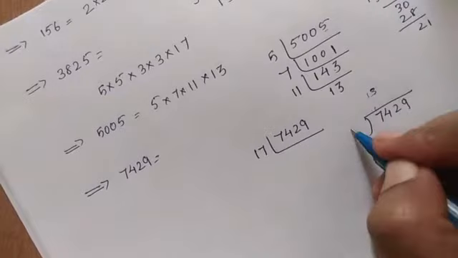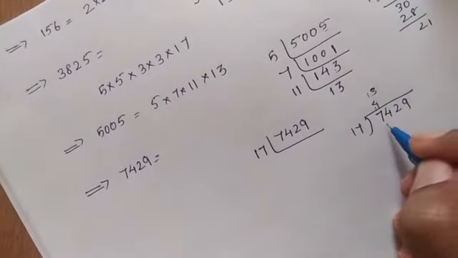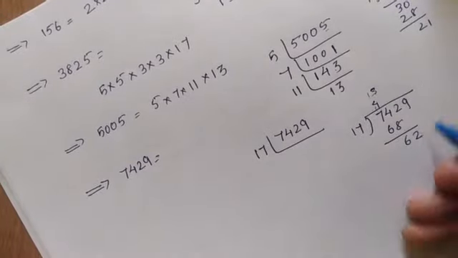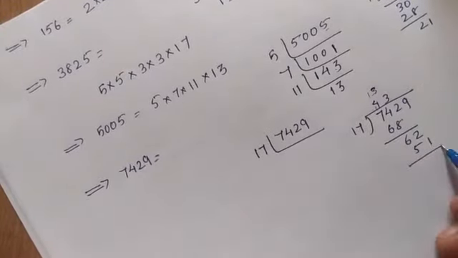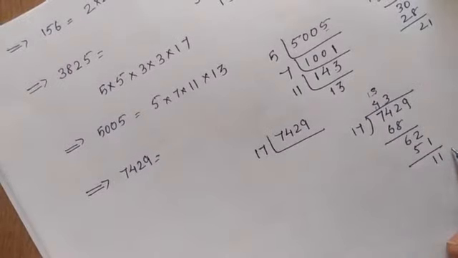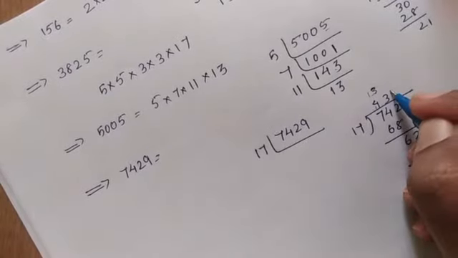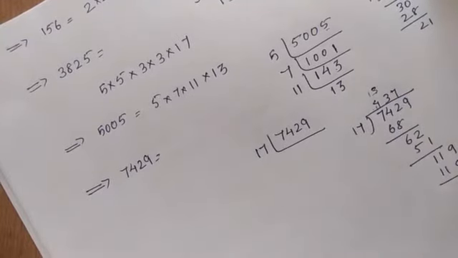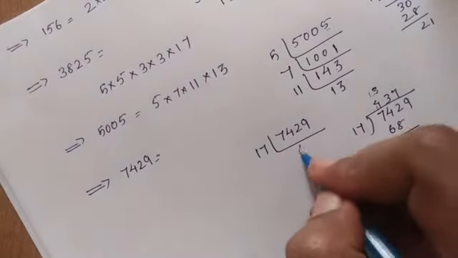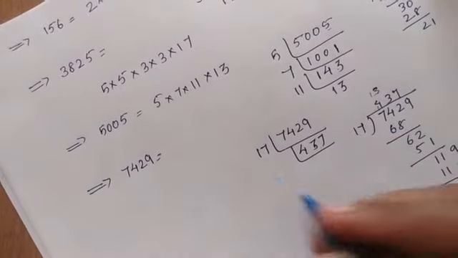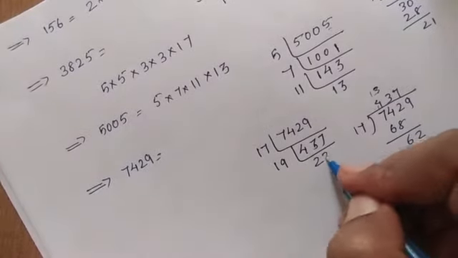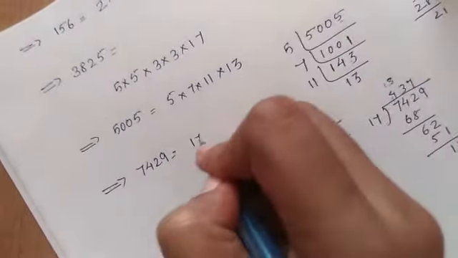7429 divided by 17 gives 437. Then 437 with 19: when we divide 437 by 19, we get 23. So 17 into 19 into 23.